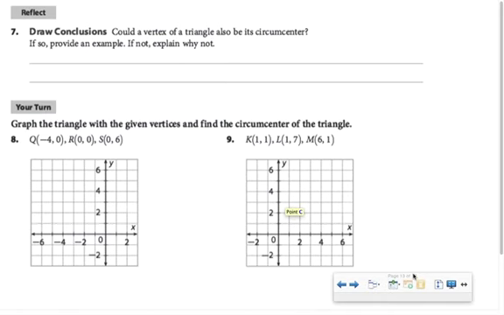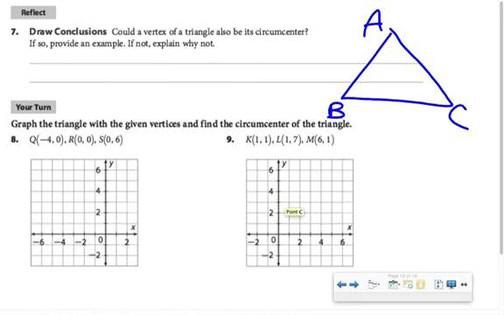Could a vertex of a triangle also be its circumcenter? Well, let's think about this. The circumcenter has to be equidistant from each of its vertices. So if the circumcenter is a vertex, that distance would be 0. Well, that distance would definitely not be the same as the distance from it to another vertex. Visually, this is what I'm saying. If I said that A was the circumcenter, the distance from the circumcenter to A is 0. The distance from A to C is most certainly not 0.